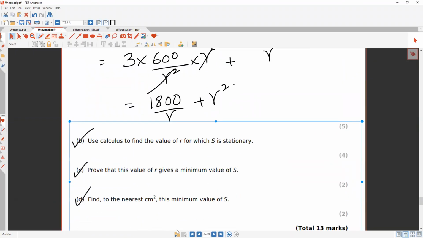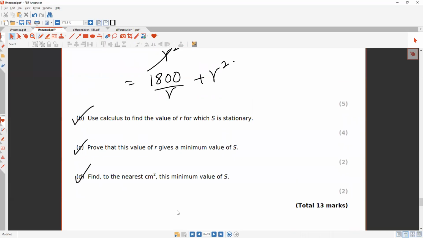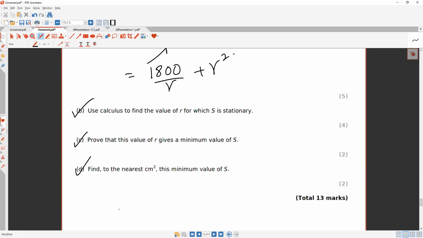So what's the first thing they asked us? Use the calculus to find the value of R. Remember, they did not tell us to find the value of S. They told us to find the value of only R. When it is stationary, stationary means dy by dx equals 0. Straightforward question. So what is it? Is this volume or S?